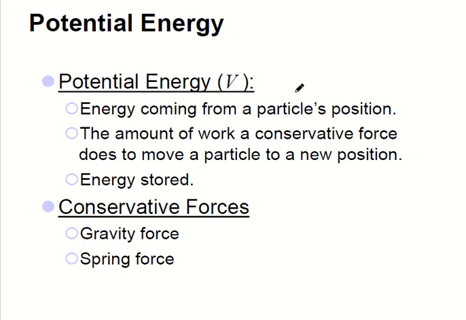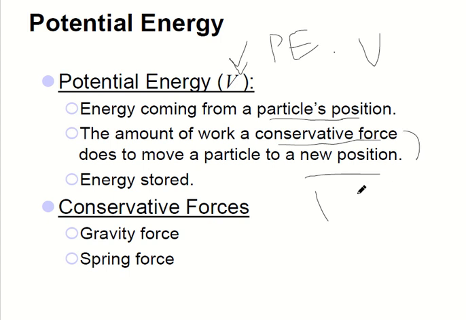Alright, potential energy. In this book they use V. A lot of professors and many other books also use PE. So here V. In calculus, heavy books, they're going to go a little bit different. So, energy coming from a particle's position. We call it position in space. So the amount of work a conservative force does to move a particle to a new position, we are going to keep it in that position because you don't use it in the motion. Energy, you're going to store it.